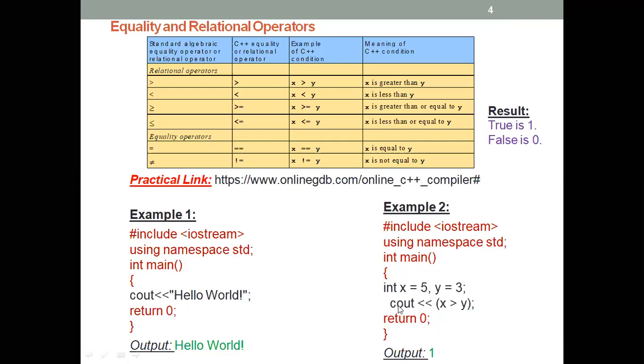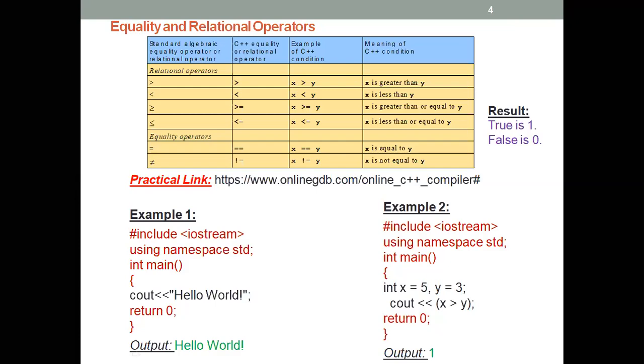Then they say cout, which means they are going to check the output. Whether x is greater than y or not, you put it inside the brackets. x is 5, greater than 3, so this condition is true. When you run this program, your output will be 1 because true is 1. If you write x less than y, the condition is false, so the answer will be 0. Then let's go for the next one.